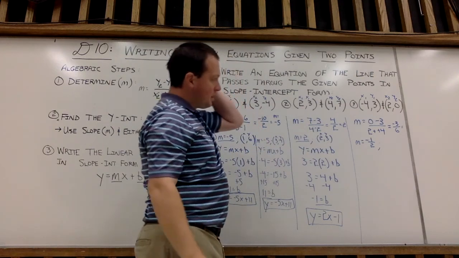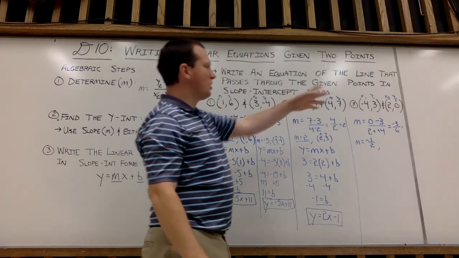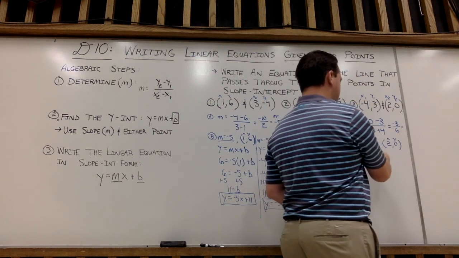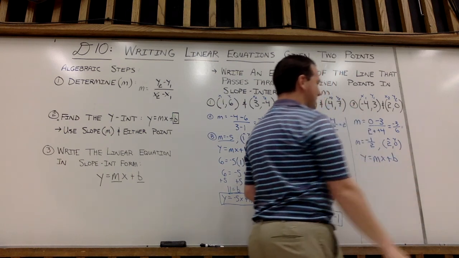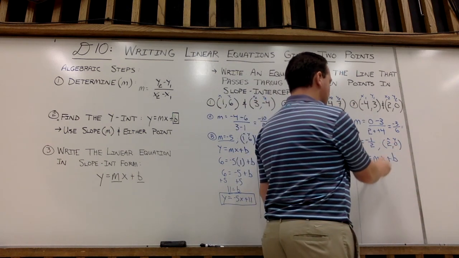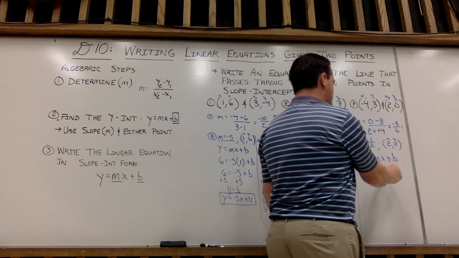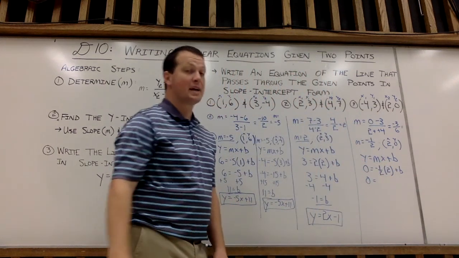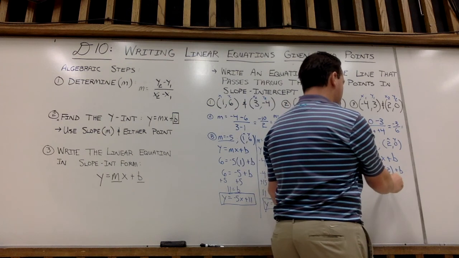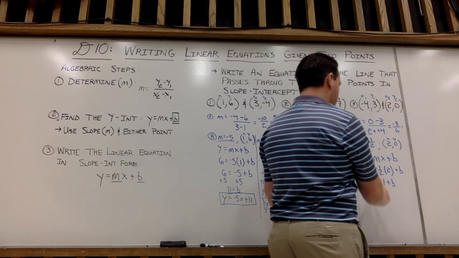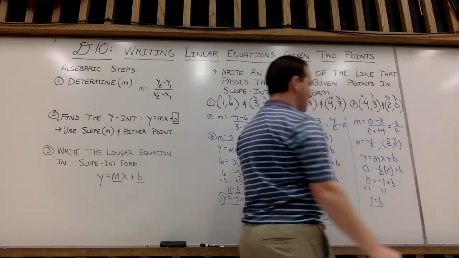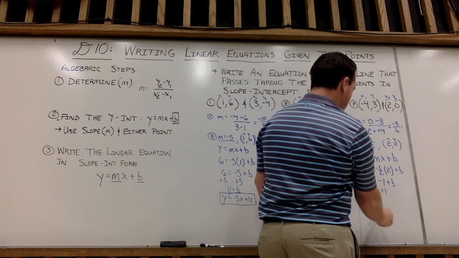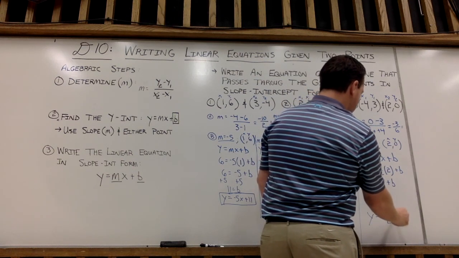Just for fun, I'll use the point, I don't like negative, so I'm going to go with (2, 0). That's my x, y. So in y equals mx plus b, I'm going to have 0 equals negative 1/2 times x, which is 2, plus b. Negative 1/2 times 2 is a negative 1. So 0 will equal negative 1 plus b. Add 1. 1 is the y-intercept. Final equation then, plugging in m for the slope, b for the y-intercept: y equals negative 1/2 x plus 1.